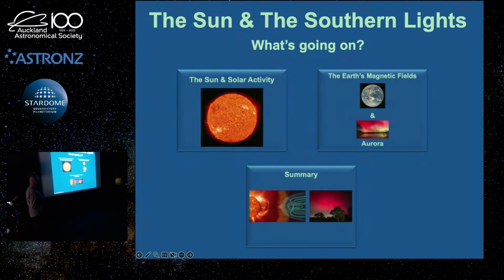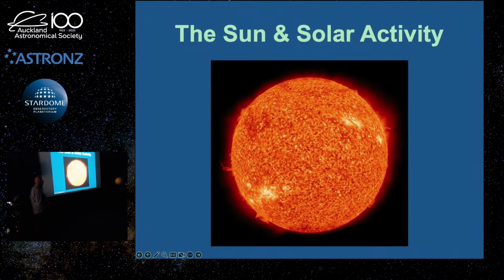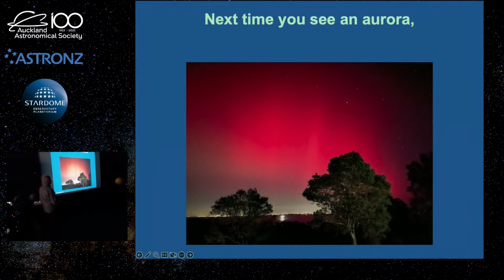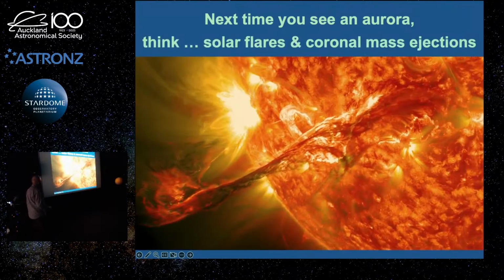So I've split it into these 3 chapters. The key two, of course, the sun and the solar activity, the Earth's magnetic fields, and then we'll sum up. So the sun and the solar activity, this is very relevant to the talk. It's not just talking about what goes on inside the sun, it's very, very relevant. So at the end of this talk, next time you see an image like that of an aurora, you'll be thinking this. That's what you'll be thinking next time.